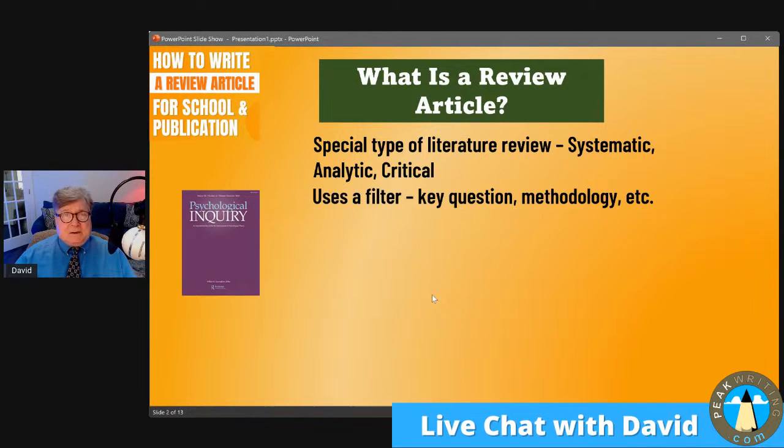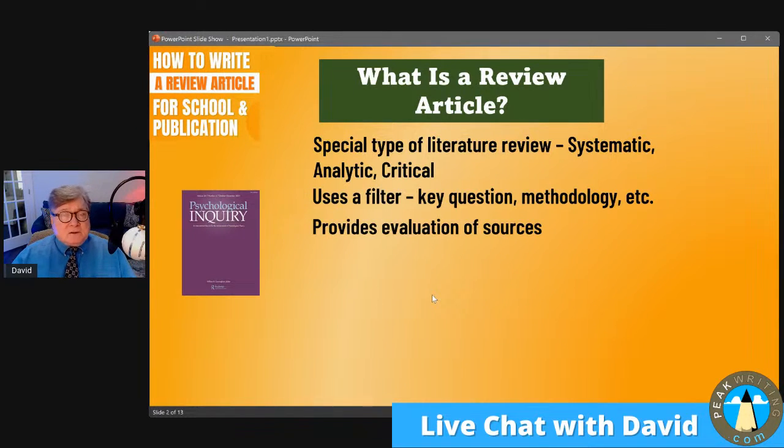What do these things mean? What is a systematic, analytic, or critical literature review? Generally speaking, they are reviews that use some kind of filter, some kind of slant, whether it's a key question that the review itself will answer, or a look at a particular set or use of a methodology that the literature review will look at. There is some kind of narrow point of view, some kind of purpose, some kind of hypothesis that the literature review goes at, attempts to explain, corroborate.